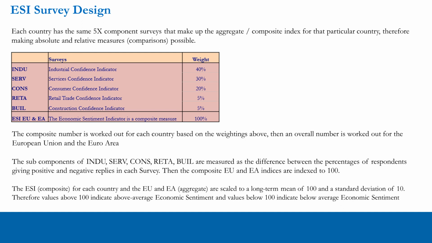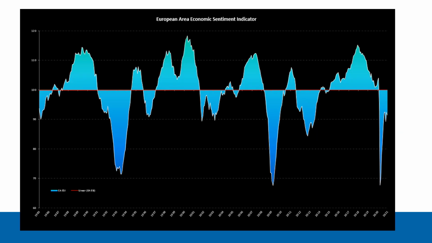So the way to look at this is values above 100 indicate above average economic sentiment, and values below 100 indicate below average economic sentiment. And we can see all of this data visually in the downloads area in the charts that we've constructed. So remember, we are looking at the Eurozone, so the European area economic sentiment indicator, not the whole European Union. So we're looking at the Eurozone 19 member states as part of the Euro common currency.